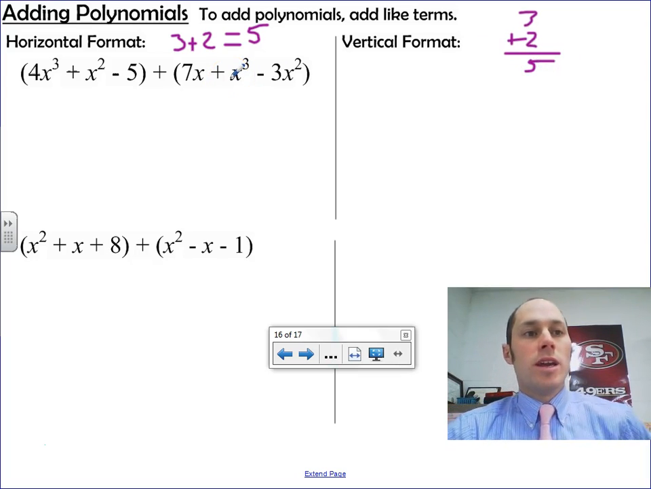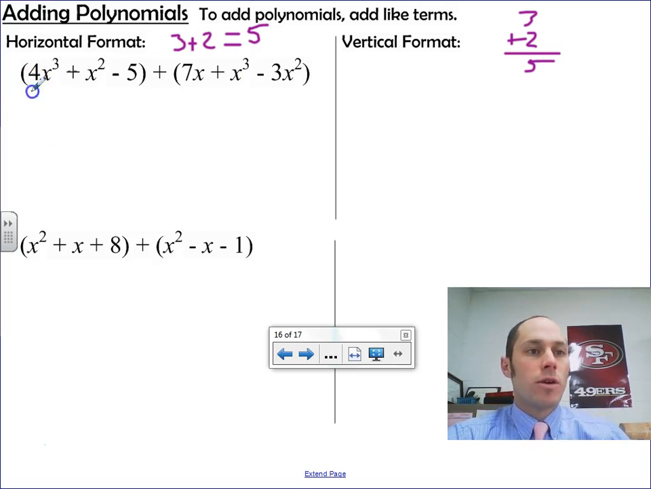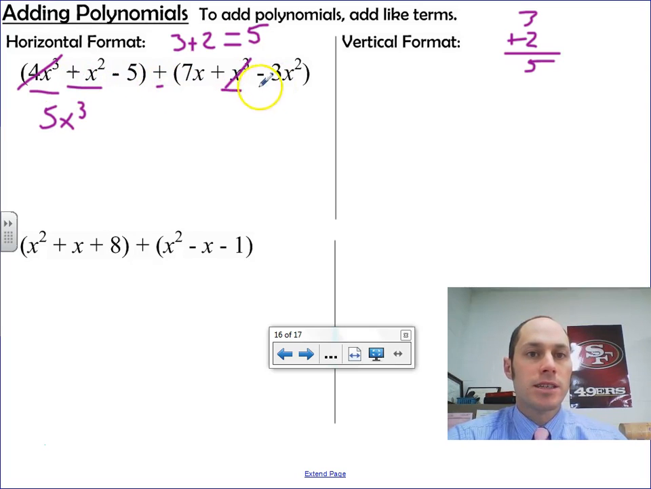So we just make sure that we add up like terms. So 4x to the third plus, here's my like term, x to the third. 4x to the third plus an x to the third is 5x to the third. Keep in mind we want to take our largest degree first to put it in our proper format. Next we have a positive x squared plus negative 3x squared. 1 plus negative 3 is negative 2, so negative 2x squared.